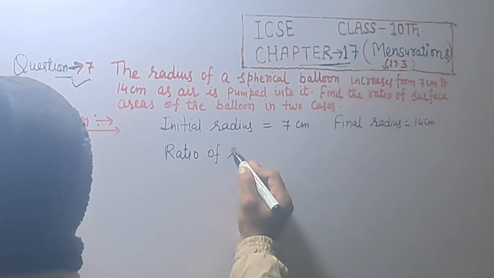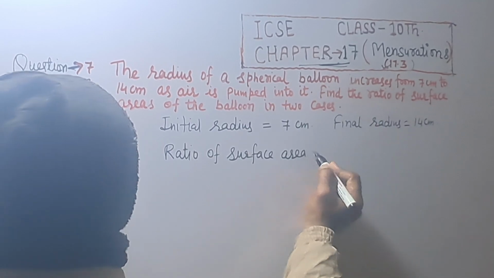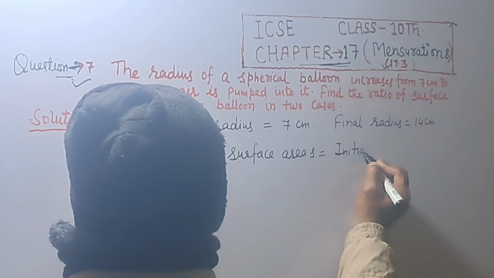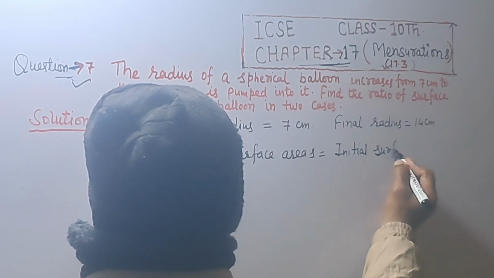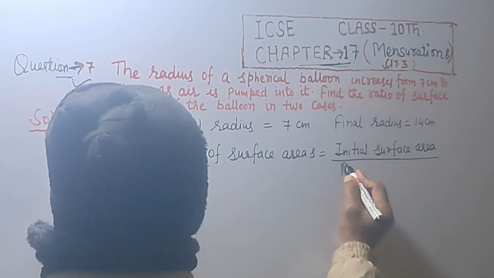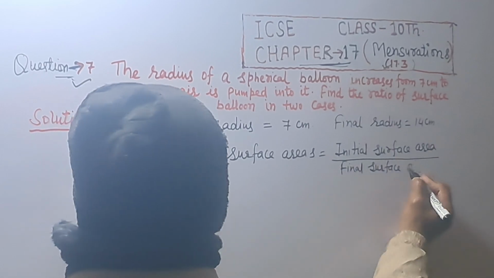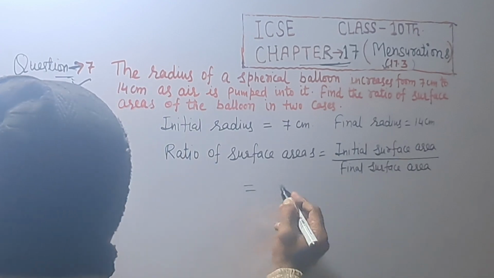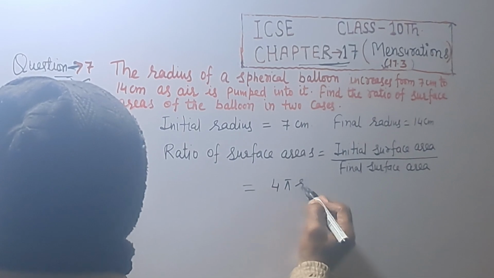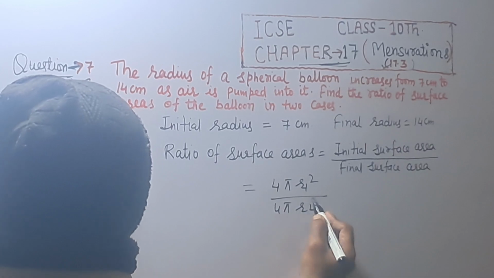Ratio of surface areas is equal to initial surface area upon final surface area, that is equal to 4 pi r1 square upon 4 pi r2 square.